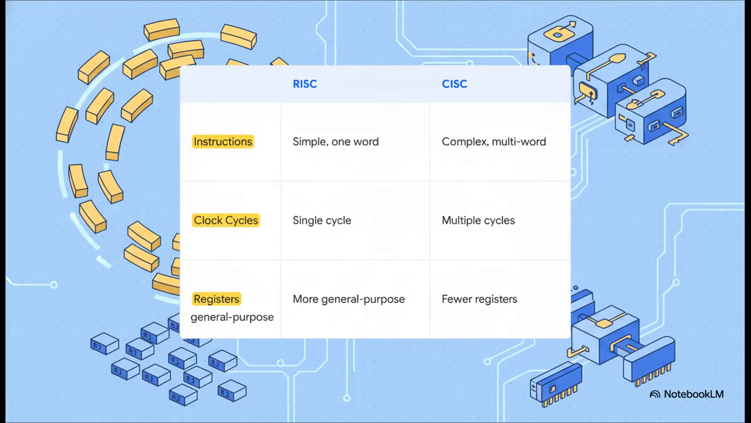And you can really see the trade-offs here. RISC instructions are simple. They're uniform, and they often finish in a single clock cycle. That simplicity means the hardware itself can be simpler, leaving more room for things like on-chip registers. CISC instructions, on the other hand, are way more complex. They take multiple clock cycles, but the goal is to get more done with each individual instruction, which, back in the day, made it easier to write software for them.